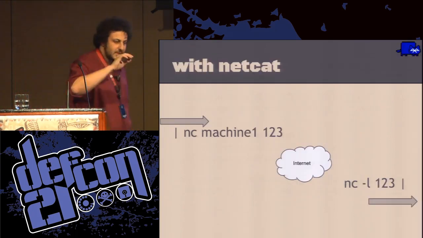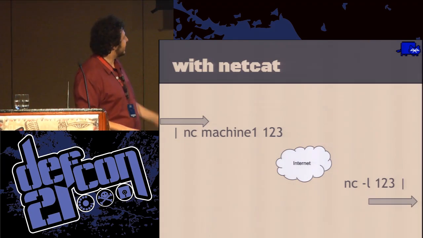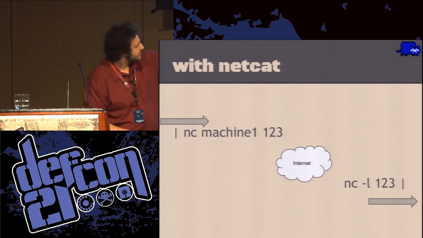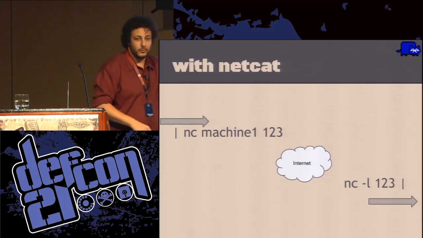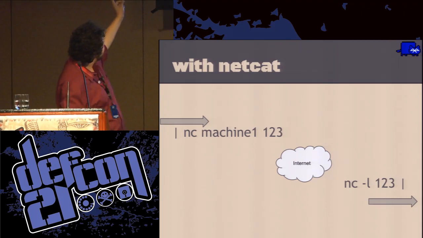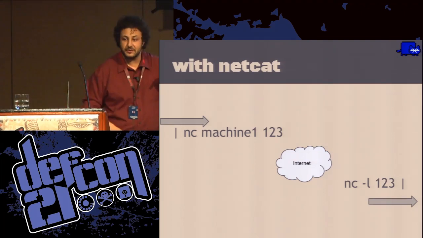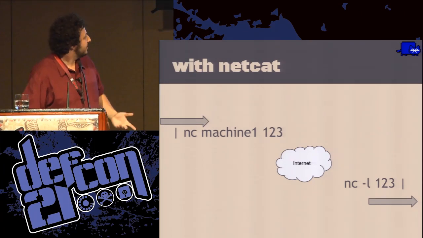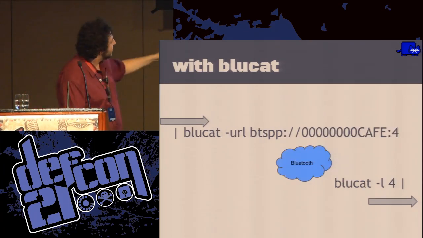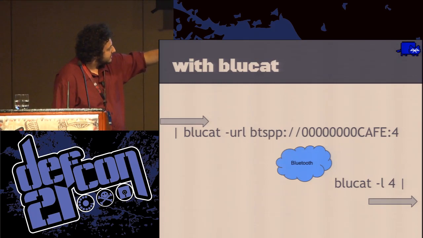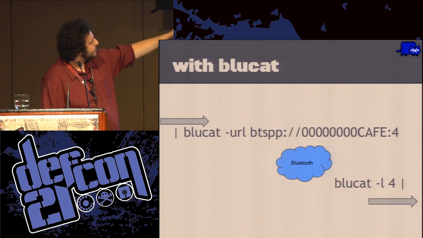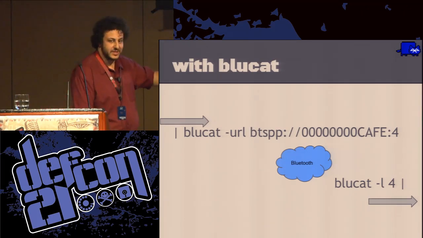All right, so a simple inline replacement for a Netcat example. We have Netcat, some machine name and a port, and that's going to connect to some server listening with Netcat on port 123. And then you can have a pipe going this way, and it comes out that side. So that's the main demo of Netcat. We can do the same thing with Blucat. We listen on RFCOMM channel 4, and then we connect to this MAC address on RFCOMM channel 4, and it establishes that same connection.